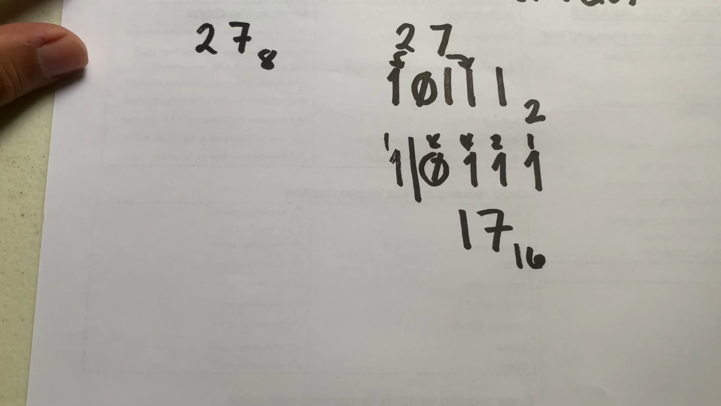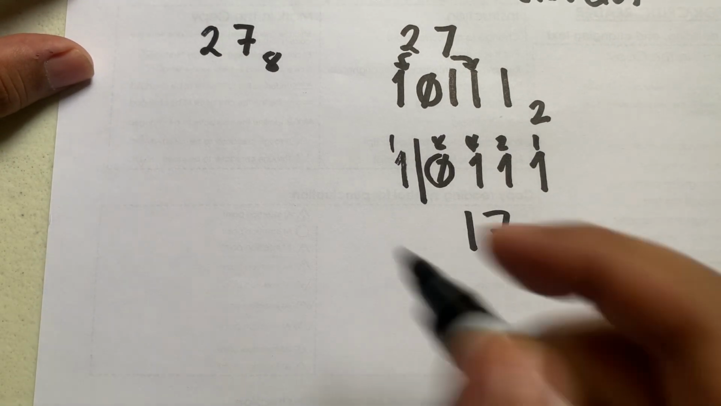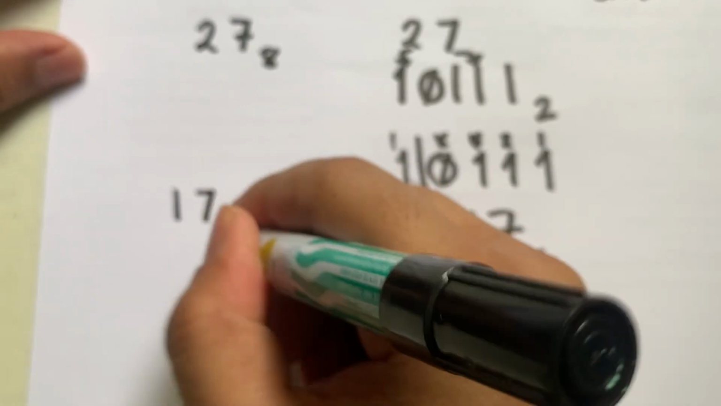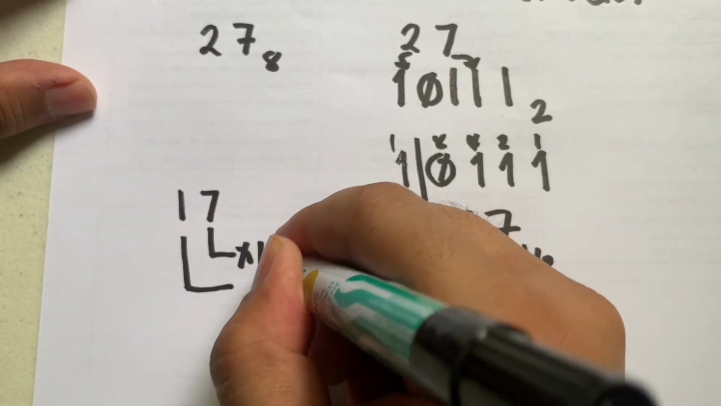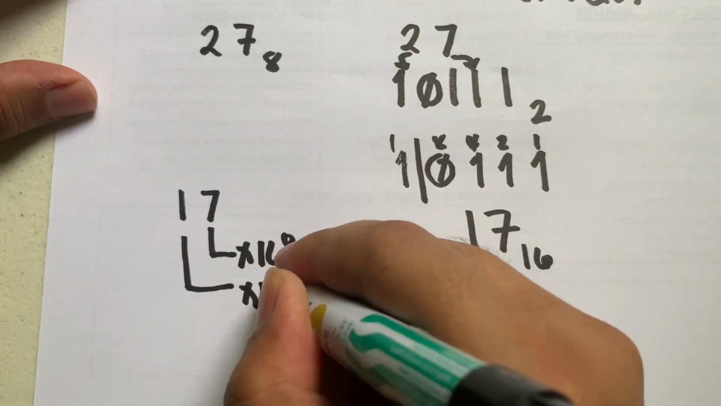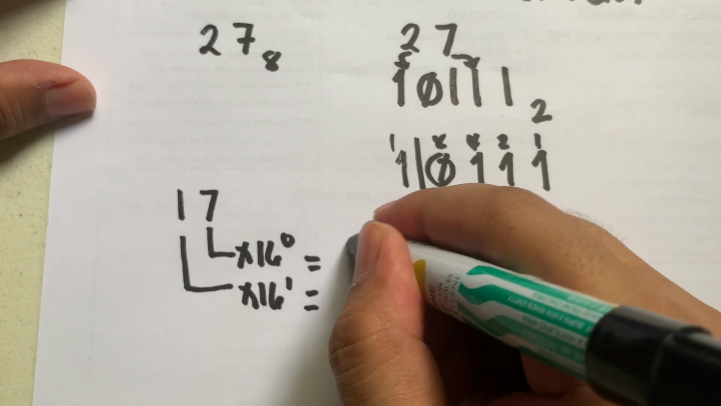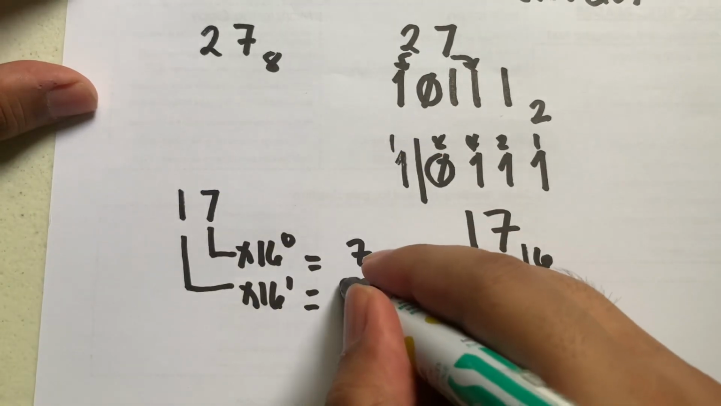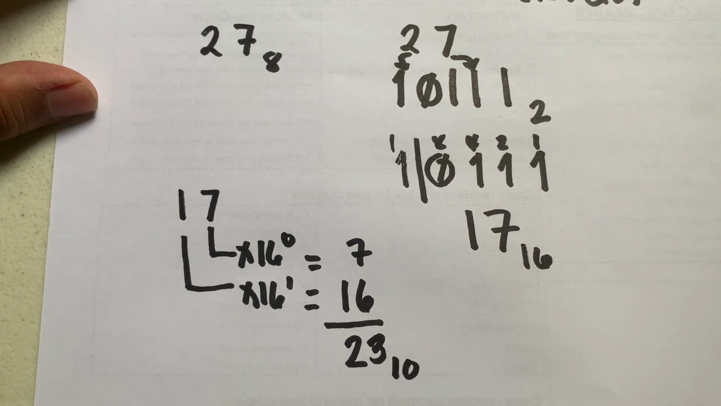To convert it to decimal, let us use the hexadecimal equivalent. So we have 17. Since that is in hexadecimal, that is times 16 raised to 0, times 16 raised to 1. So we have 7, and then 16 times 1 is 16. So the decimal equivalent is 23.